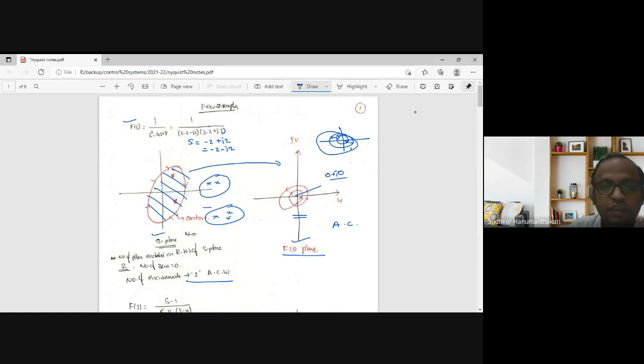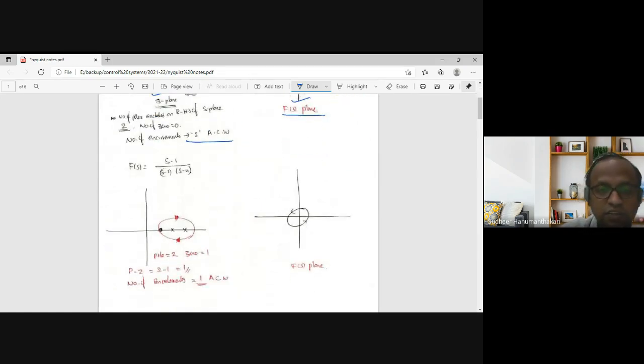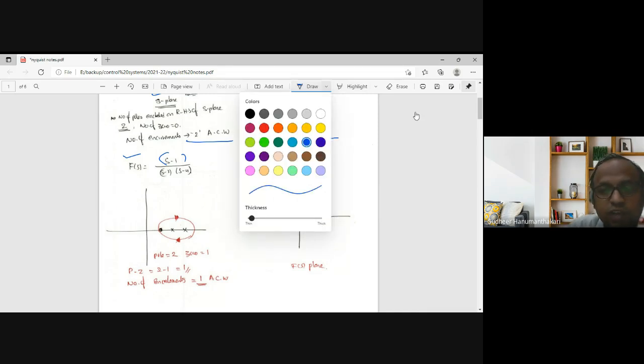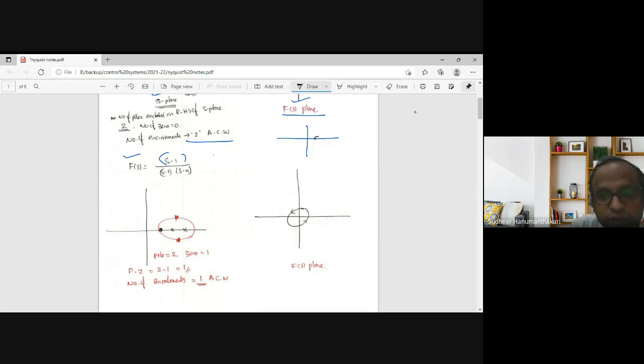Let us take a second transfer function, where f of s is equal to s minus 1 by s minus 2 by s minus 4. If I draw the poles and zeros in this s plane, one zero is located at s is equal to 1. The poles are located at s is equal to 2 and s is equal to 4. So the zero is at s equal to 1, and the poles are at s equal to 2, comma 4. This is 1, 2, and this is 4.